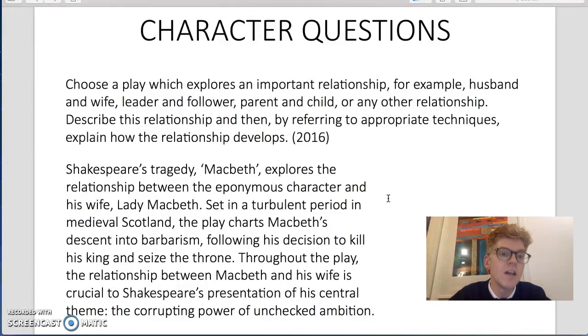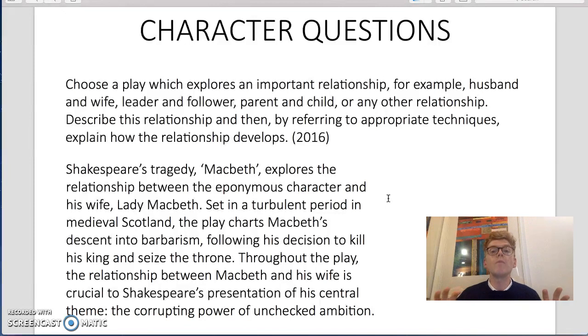This is from 2016. Choose a play which explores an important relationship. For example, husband and wife, leader and follower, parent and child, or any other relationship. Describe this relationship and then, by referring to appropriate techniques, explain how this relationship develops. Now, I would actually say that is not an amazing question for Macbeth. A better character question would just ask you to focus on Macbeth himself, because Lady Macbeth, although she is a very important character in the play, she does drift out of it at certain points, so it's not totally straightforward. It's very much doable, but not totally straightforward.